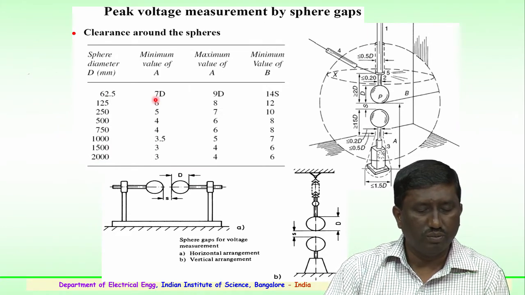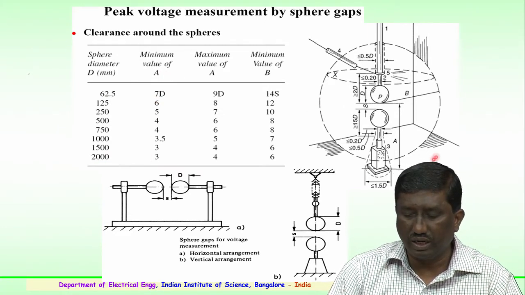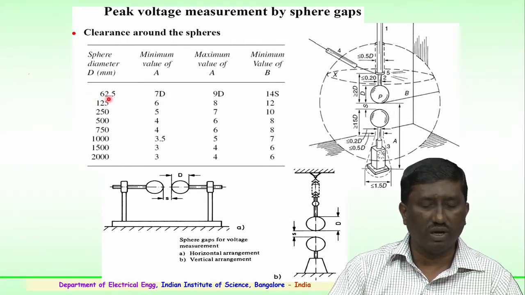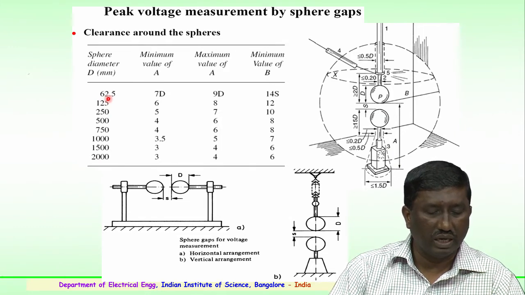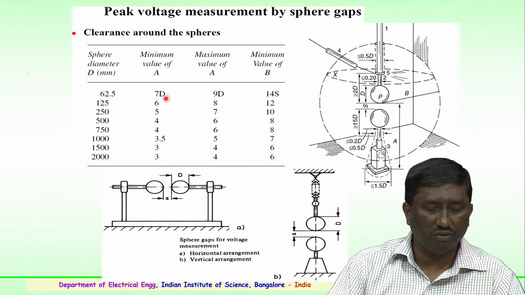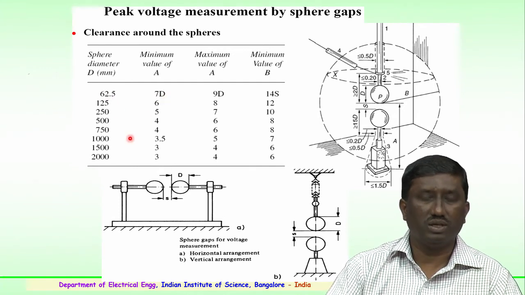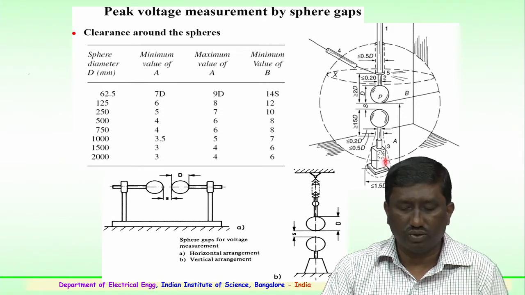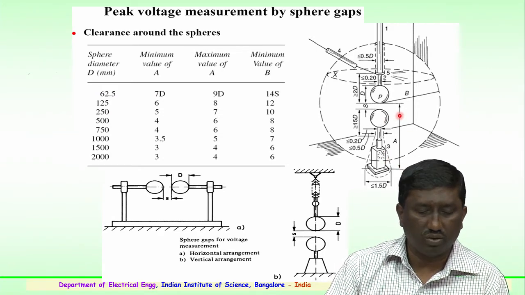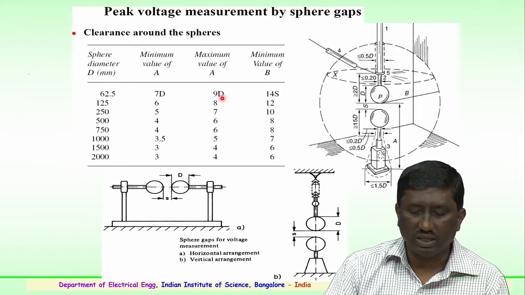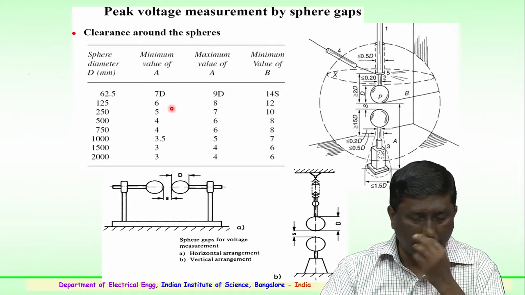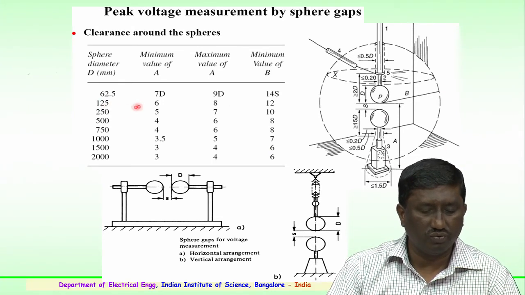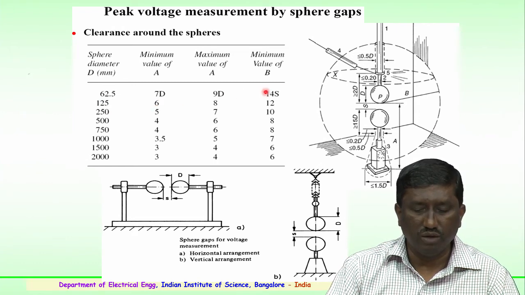So, here the minimum value of A, that is the clearance from the ground, has to be maintained. In case of 62.5 mm dia spheres, a minimum of 7D. So, 7 into 62.5 is the minimum clearance to be maintained from the ground, and the maximum is specified as 9D. So, anywhere between 7D and 9D is the distance which has been given for A for 62.5 mm dia spheres, and minimum value of B.